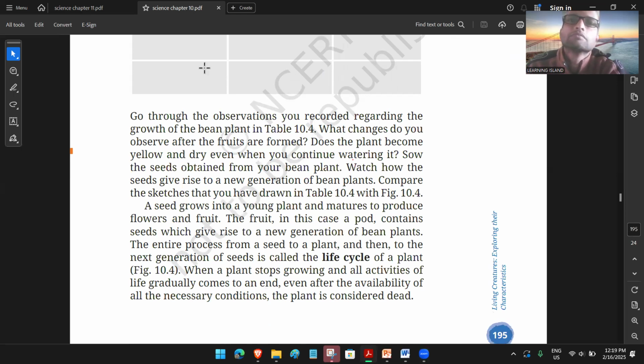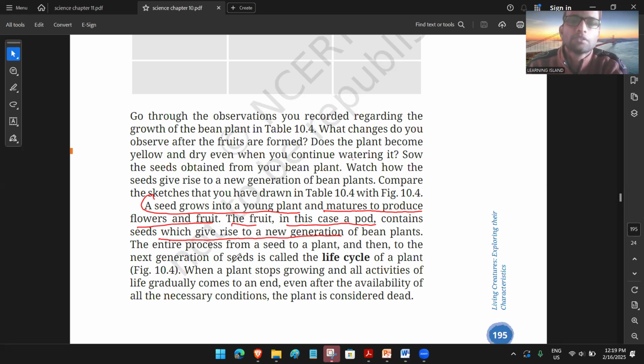A seed grows into a young plant and matures to produce flowers and fruit. The fruit, in this case a pod, contains seeds which give rise to a new generation. Okay, then the flower produces fruit, the fruit produces seeds, from seeds germination happens and the plant grows, then the plant gives flowers, then the plant gives fruit, and it keeps going like this. This is the life cycle.